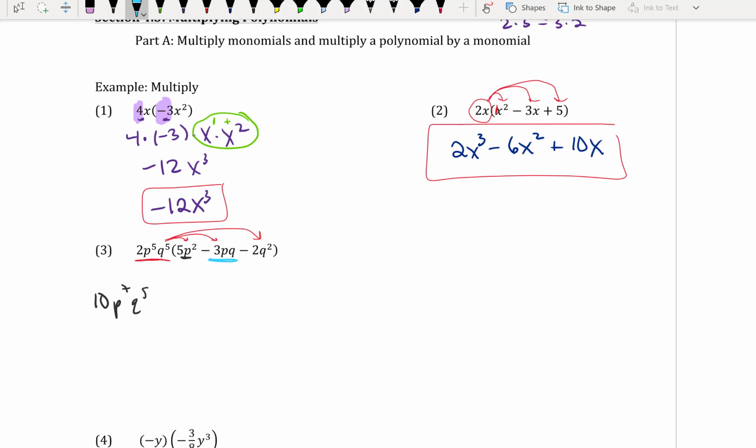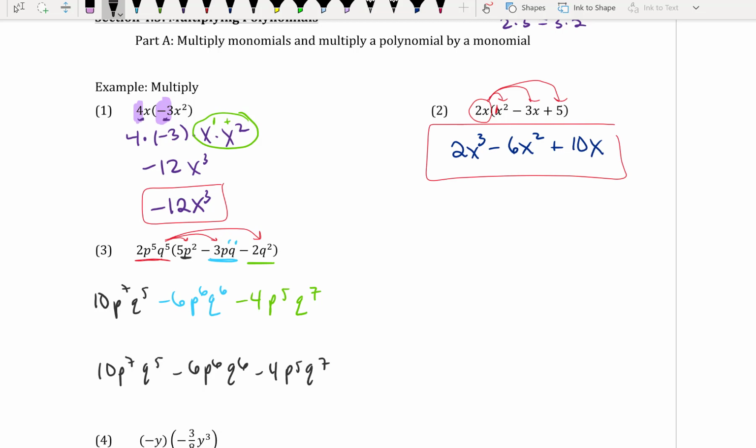Now, if I'm thinking about my second term, 2 times -3 is a -6, p to the 5 plus 1 is p to the 6, q to the 5 plus 1 is q to the 6 as well. And then for the last one, 2 times -2 is a -4, p to the 5, q to the 5 plus 2 is going to be a q to the 7. So your final answer is 10 p to the 7 q to the 5 minus 6 p to the 6 q to the 6 minus 4 p to the 5th and q to the 7th for my final answer.